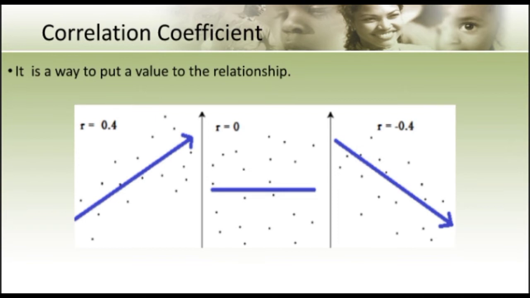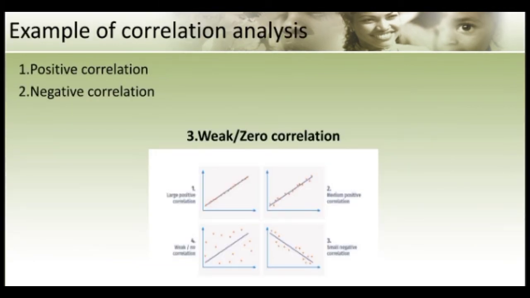Para mas malinawan kayo, dito sa kaliwa, yung may r is equal to 0.4, yan yung positive correlation. Sa gitna is the no correlation as in 0. And on the other side, on the right, r is equal to negative 0.4, it is negative kasi may sign naman na negative. So, the examples of correlation analysis are positive correlation, negative correlation, and weak or zero correlation.